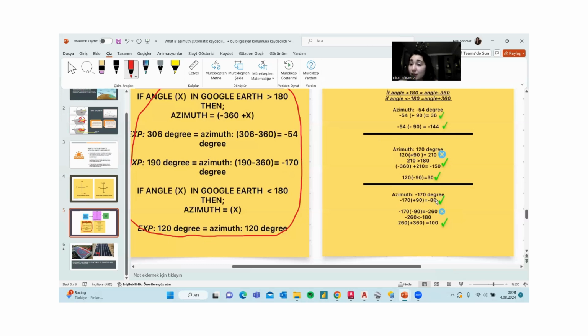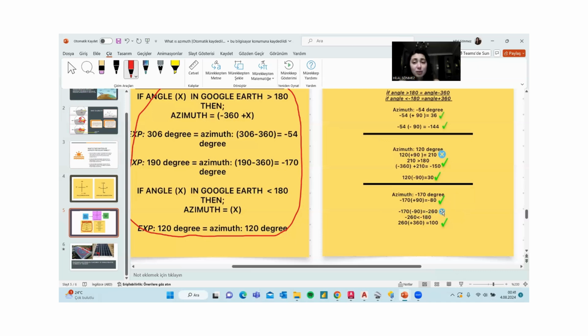When we add 90 degrees, we will attain minus 80 degrees. We have to ask ourselves, is this angle greater than 180 degrees? No. Is this angle less than minus 180 degrees? No. Okay, we are in the safe region. But when we subtract 90 degrees from minus 170, we will attain minus 260.